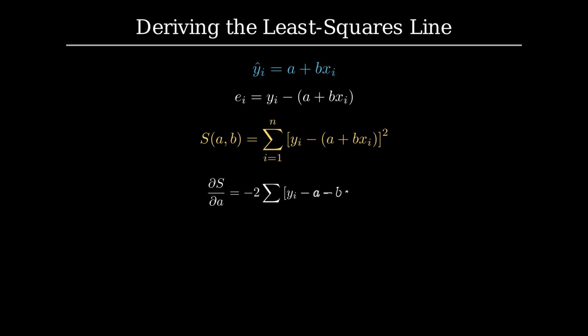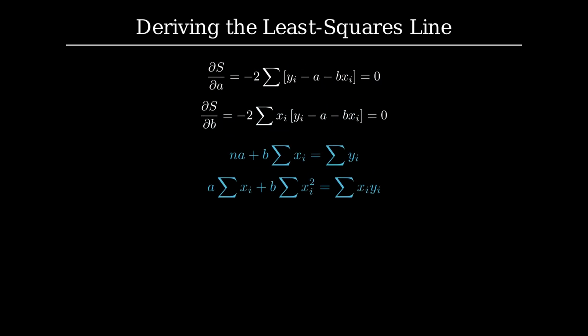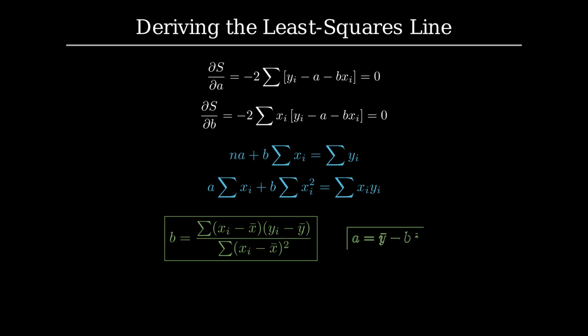At the minimum, the partial derivatives of S with respect to a and b are 0. These conditions produce the normal equations. After expanding and rearranging, we obtain 2 simultaneous normal equations. Solving them gives the slope b as covariance divided by the variance of x, and the intercept a as y bar minus b x bar.